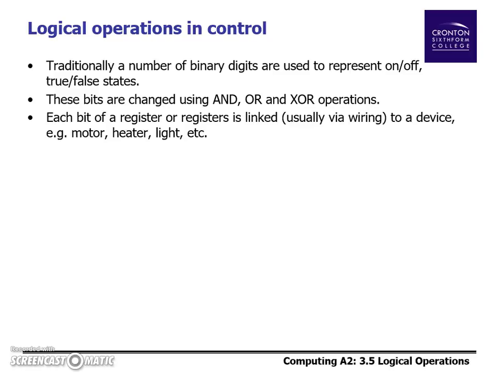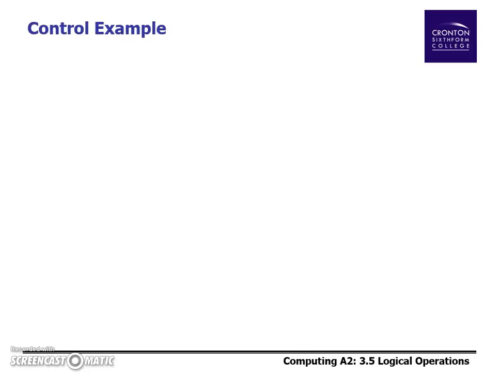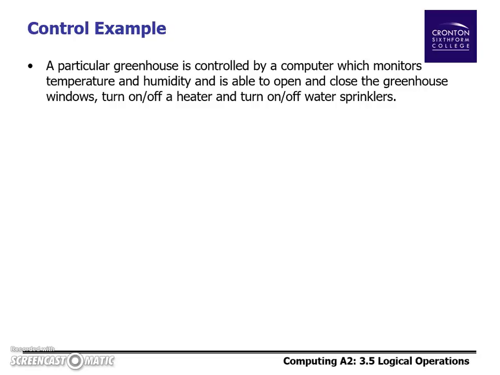Each bit of a register or registers is linked, usually via wiring, to a device, for example a heater, a motor, or a light, and if a bit has a 1 entered to it, then it could cause the particular device to be turned on, and a 0 could cause it to be turned off. So, we're going to have a look here at a greenhouse example.